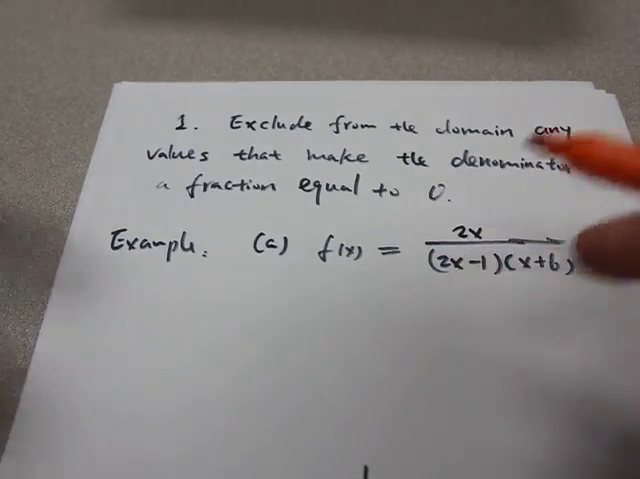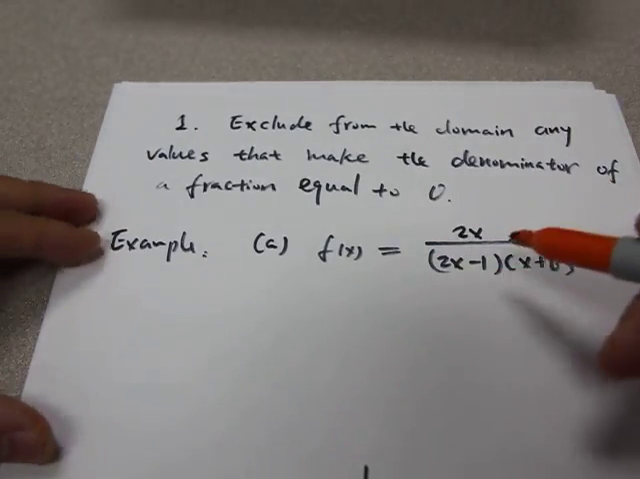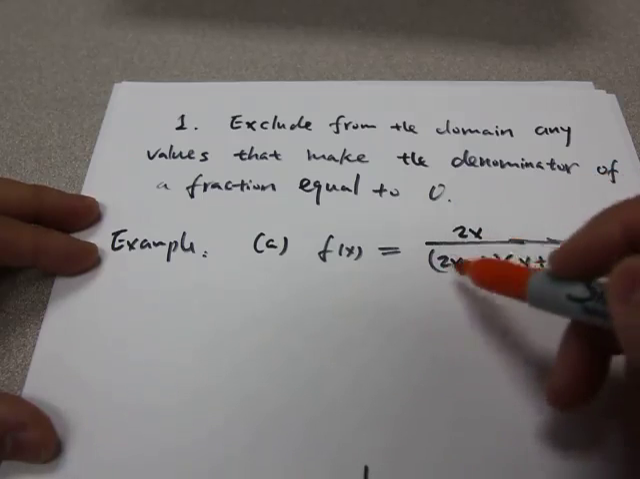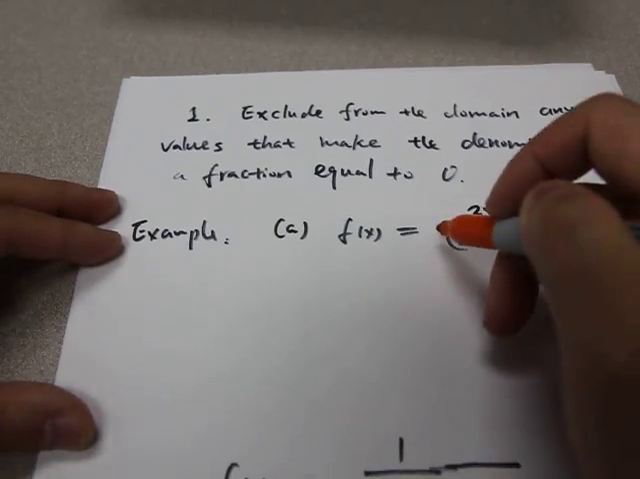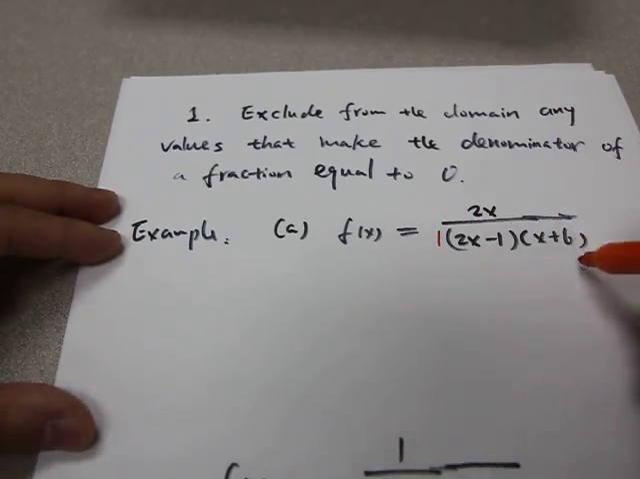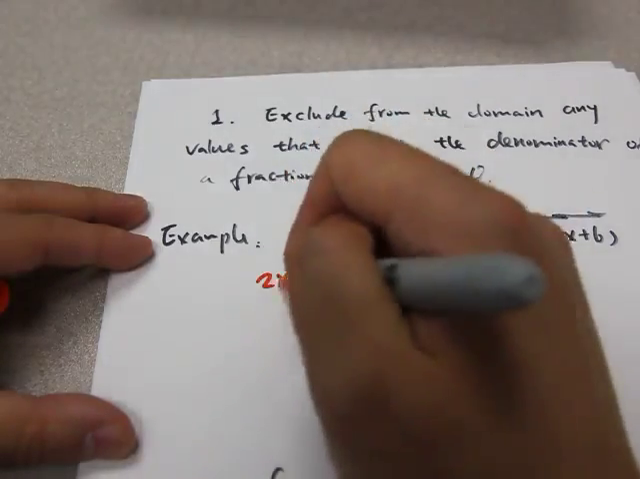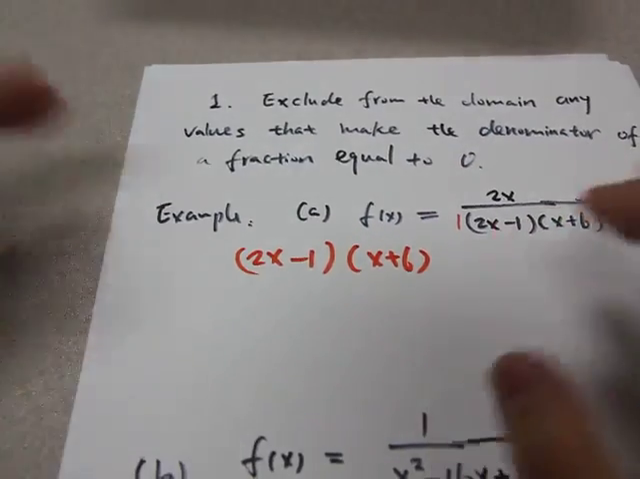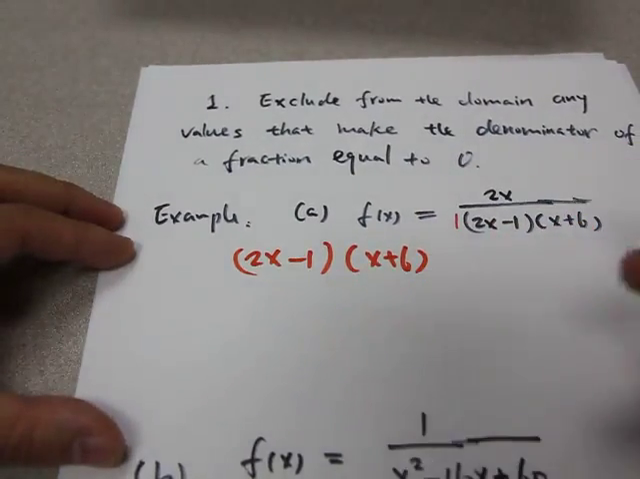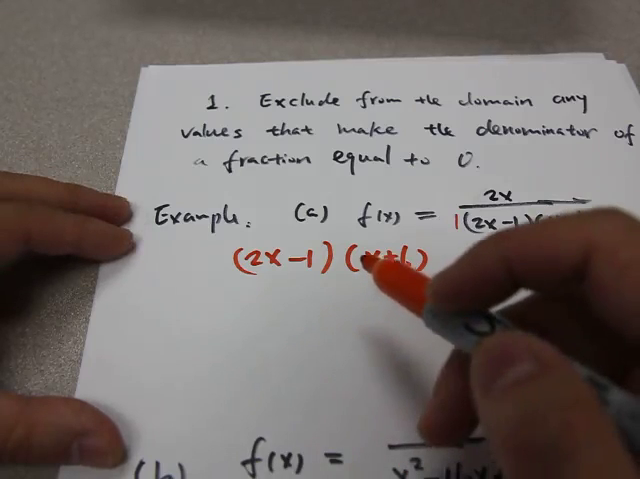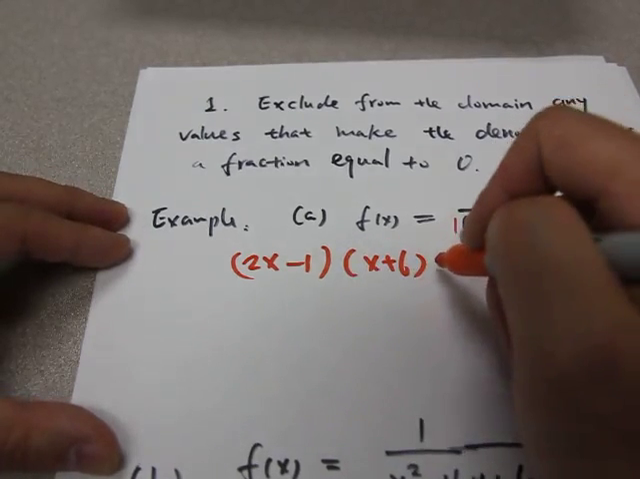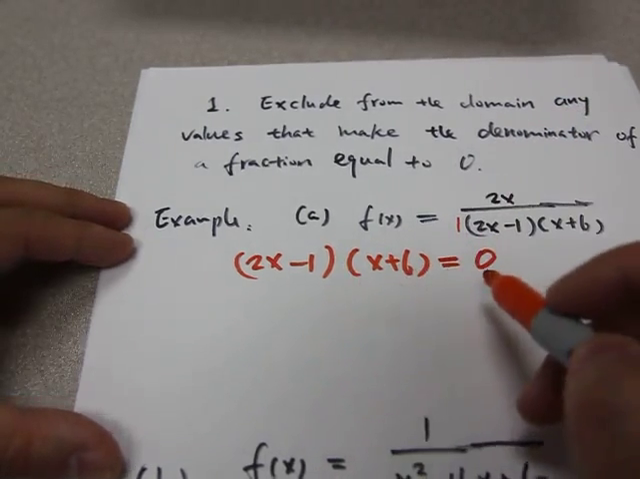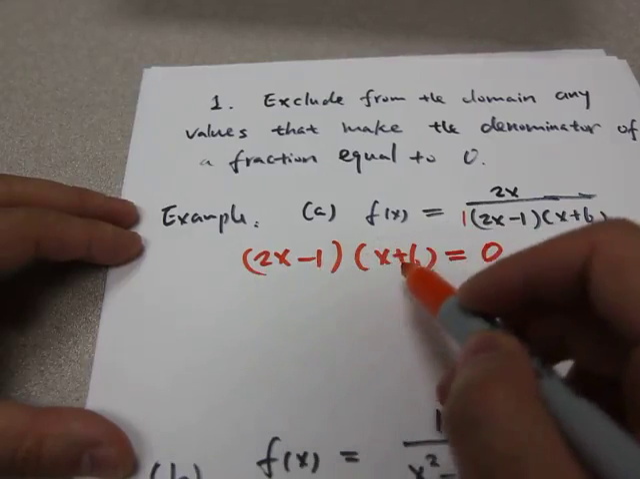So given a function, if the function is a fraction, if the equation is a fraction, then we take a look at what is the denominator. Okay, and we think about what numbers will make this denominator be 0. And we said to think about this question is equivalent to solve for such an equation. So (2x minus 1) times (x plus 6) equals 0.